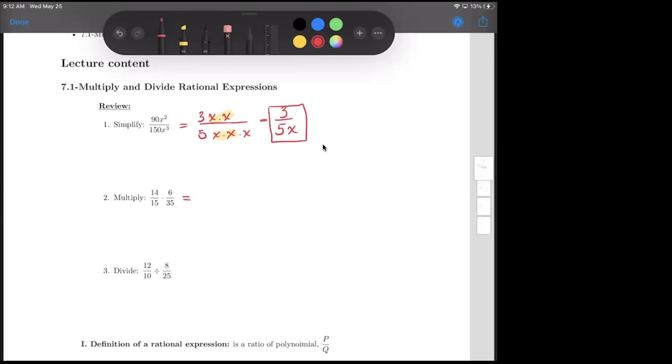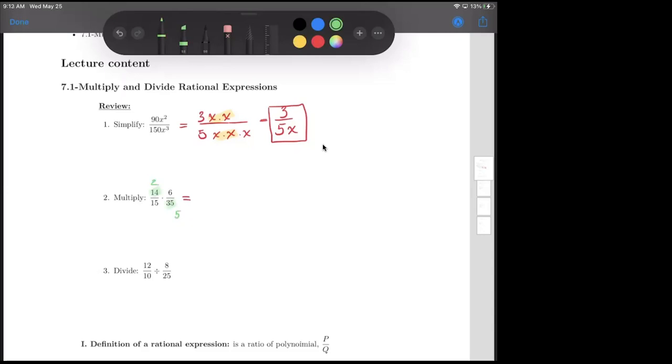So the 14 and the 35. Let's talk about the 14 and the 35. 14, 35, you can divide into 7, right? So 14 divided by 7 gives me 2. And then 35, what's left is divided by 7, what's left is 5.